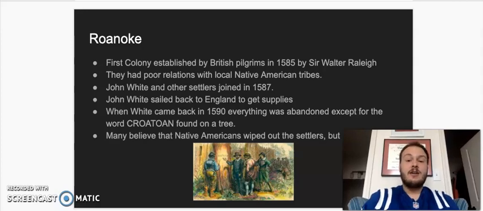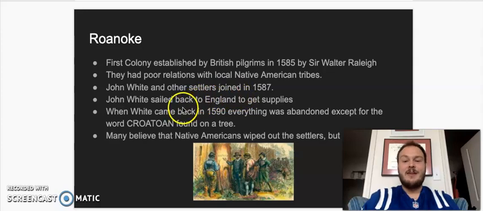So they did not get along with the Native Americans who were also there. They managed to hold out for a little longer, but what really happened was prominent guys like John White and other settlers came in 1587, and John White helped rule the colony, but it really didn't go well.